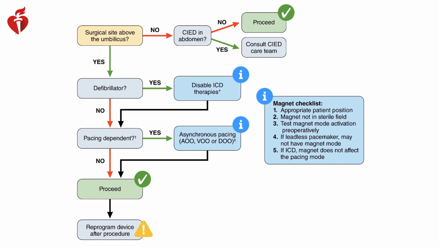And the reason this is important is because with defibrillators, the magnet cannot affect the pacing mode, whereas the magnet can affect the pacing mode for most pacemakers. If the defibrillator is there, the next step is to disable ICD therapies through the magnet if no adjustment to the pacing is required. But if adjustments to the pacing are required, then that should be done through programming.